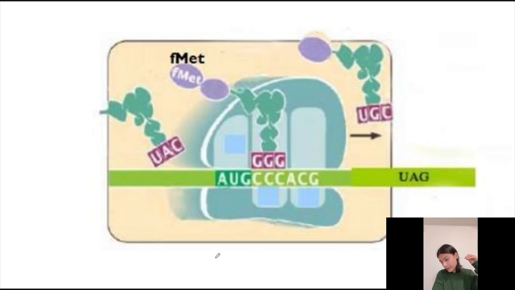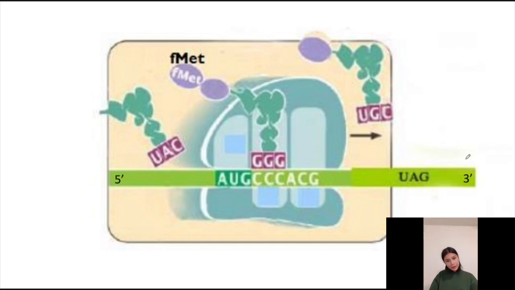In B, we ask you to identify the 3' end of the messenger RNA. Because we see a ribosome with an arrow that goes from the left to the right, we know that the ribosome reads the 5' end first and then goes towards the 3'. We know that our 5' is located right here, whereas our 3' end is located towards the right.